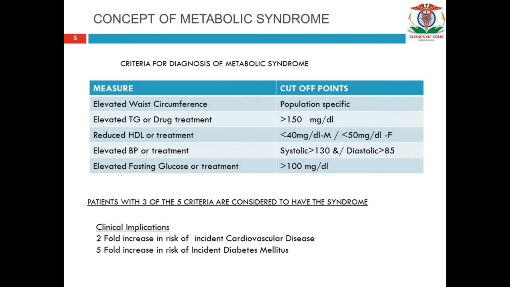The criteria here is a waist circumference of more than, in Indians, it depends on the population, various populations the world over, but for Indians probably 90 centimeters in males and 85 centimeters in females. Elevated triglycerides more than 150, a reduced HDL, BP more than 130/80, and an elevated fasting glucose which is more than 100. These are the 5 criteria. If 3 of these are positive, then the patient has metabolic syndrome. These patients again have cardiovascular and diabetic risk, so they are to be managed appropriately.